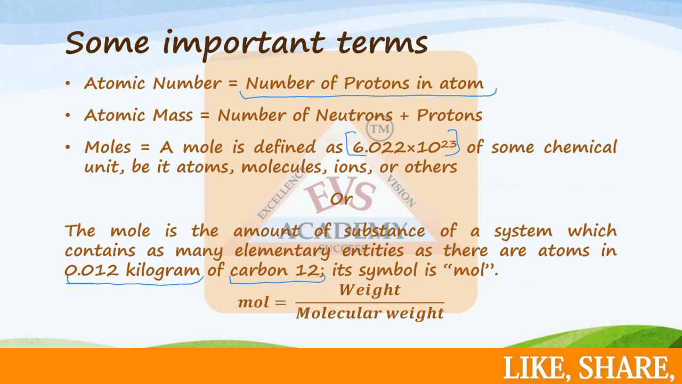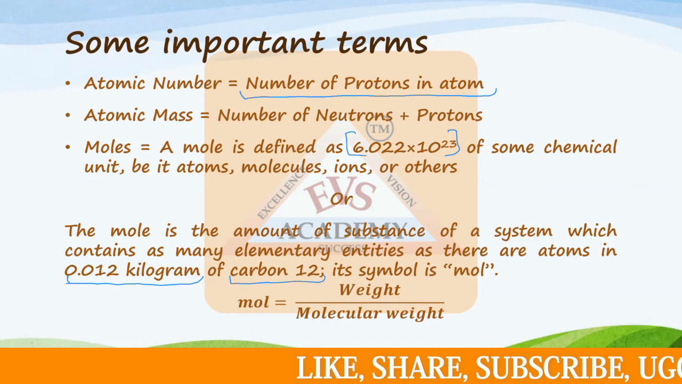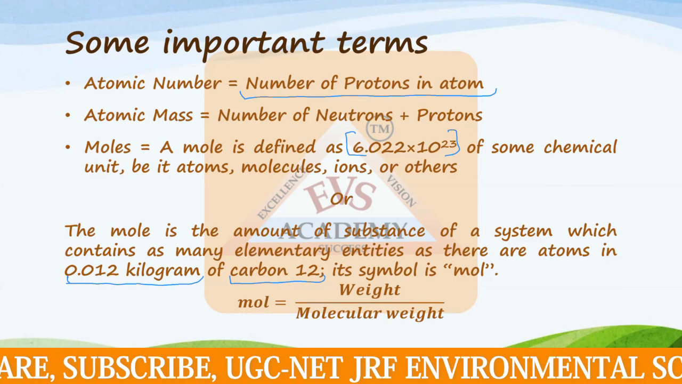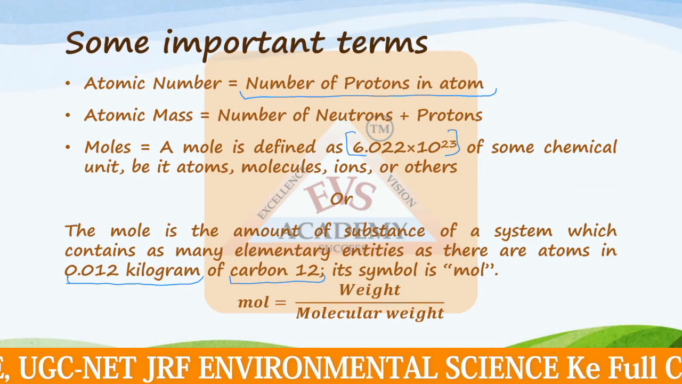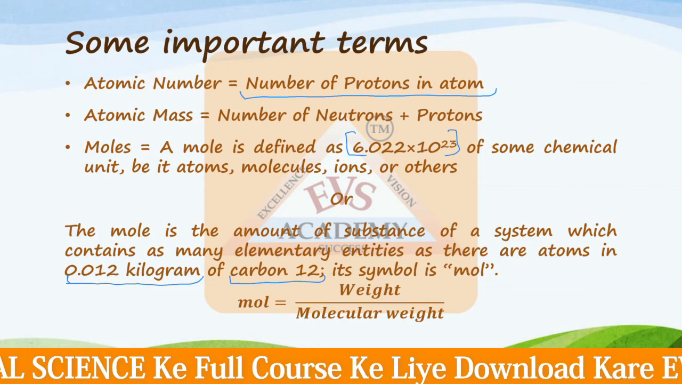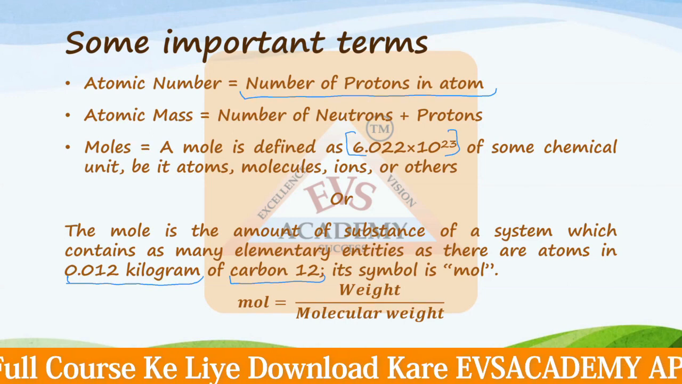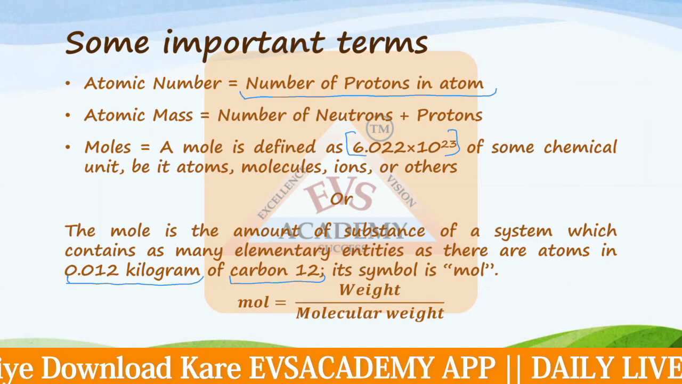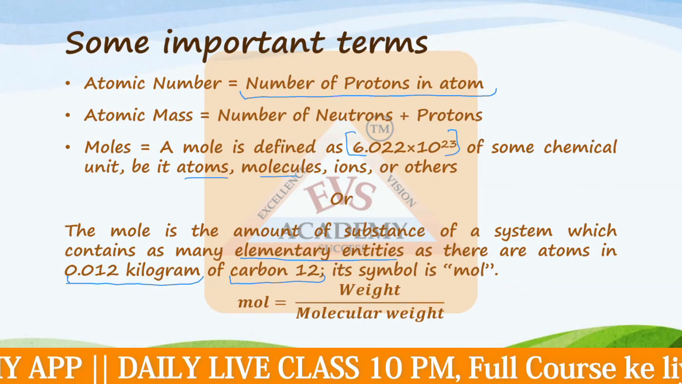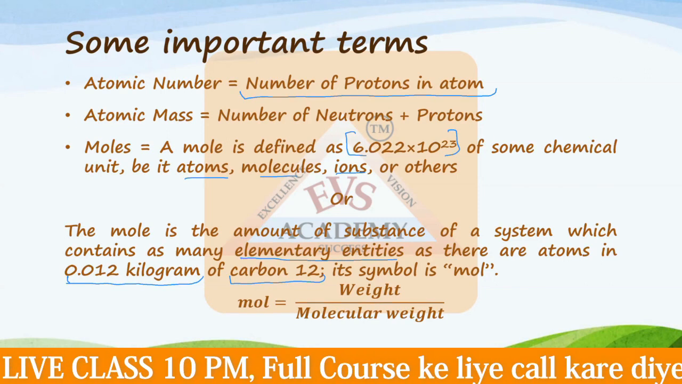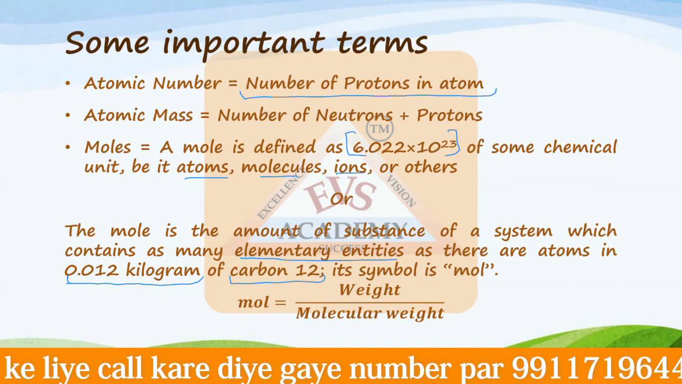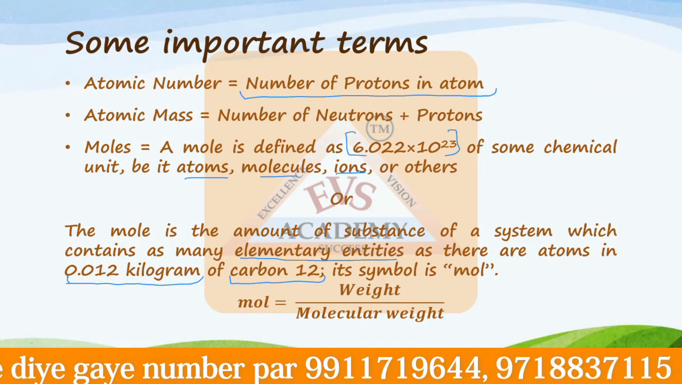And if you take 0.012 kilogram of carbon on one side of your weighing machine, suppose, and you take the same amount of any other element which is equal to the weight of this 12 gram of carbon, that would be equal to 1 mole. So the mole is the amount of substance which contains as many elementary entities, that is atoms, molecules, ions, or whatever you are having, as contained in 12 gram of carbon-12. That would be defined as a 1 mole amount.